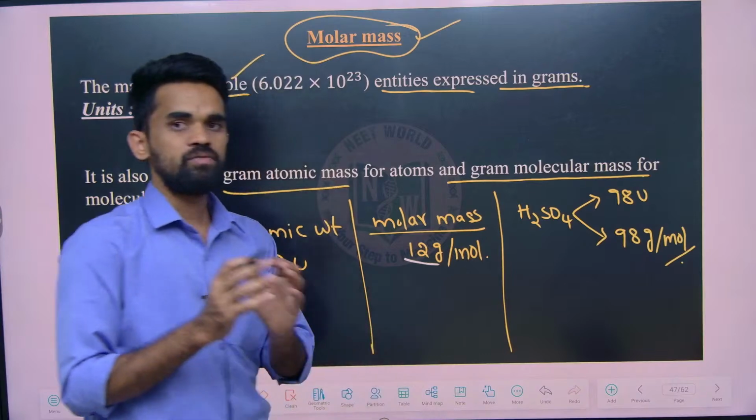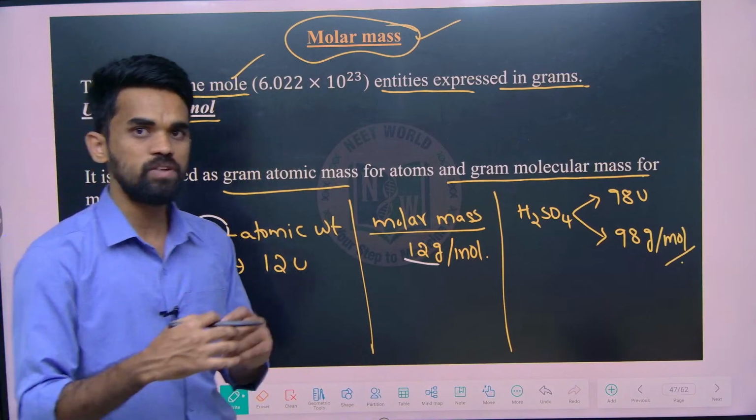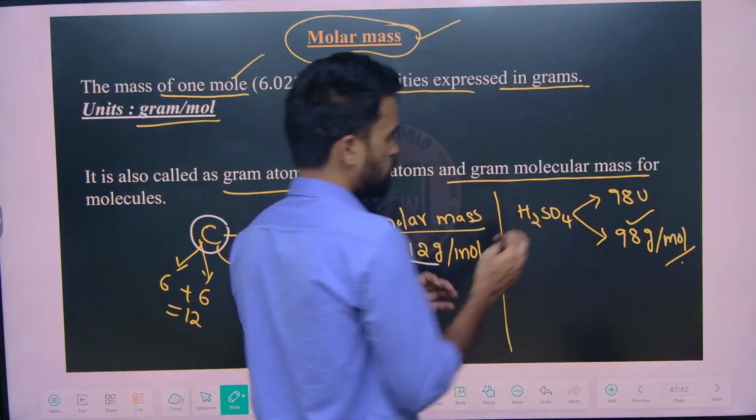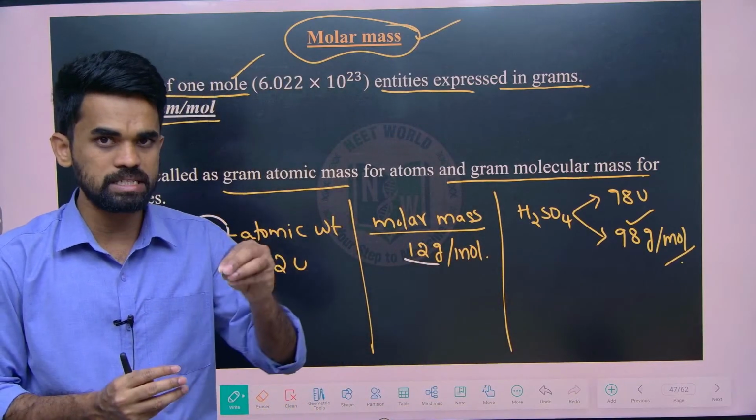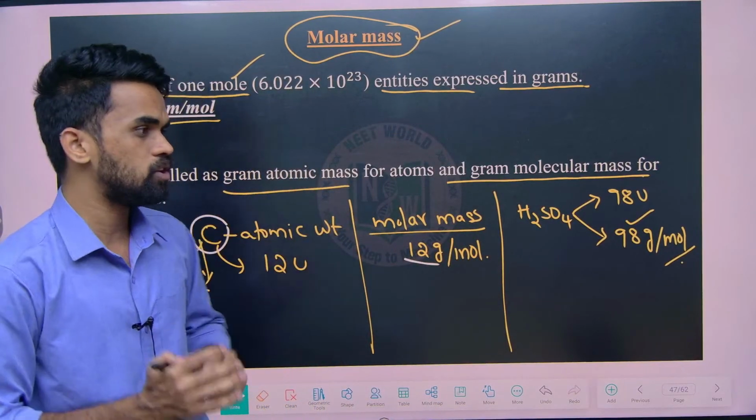So if you take 1 mole of sulfuric acid, how much weight can it be? 98 grams. 1 mole of sulfuric acid, what is its weight? 98 grams. Like that you need to understand.